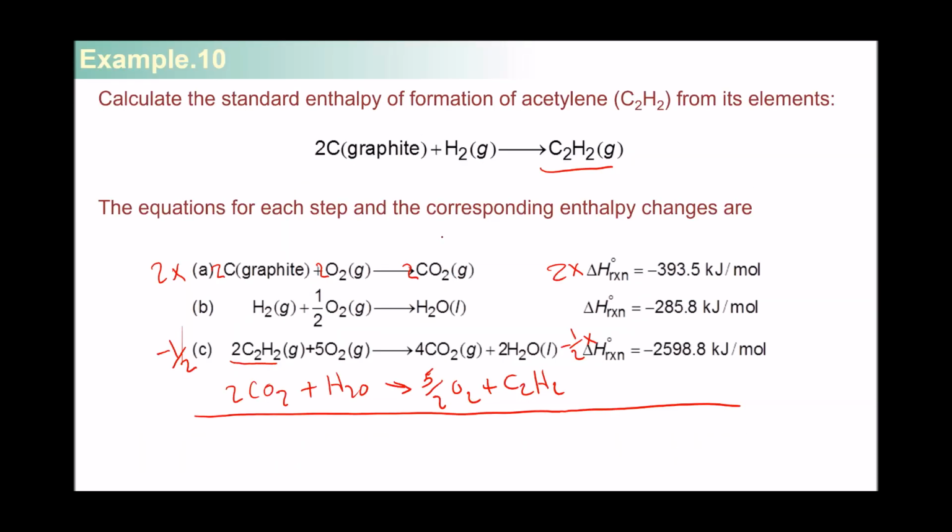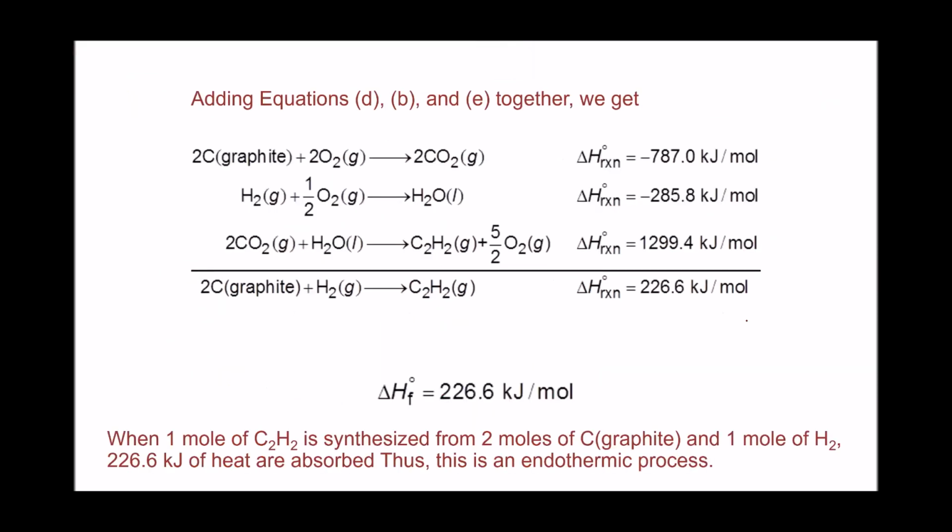And of course, you will have to multiply this times -1/2 as well. If you add up all of these reactions, it's going to cancel out 2 moles of carbon dioxide with 2 moles of carbon dioxide, 1 mole of water with 1 mole of water, 5/2 moles of oxygen with 2.5 moles of oxygen, and you will be left with 2 moles of graphite plus 1 mole of hydrogen. That gives you 1 mole of acetylene, which is the same reaction of interest right here, which makes the change in enthalpy for this reaction equal 2 times delta H1 plus delta H2 plus -1/2 times reaction 3. So we simply add those up.